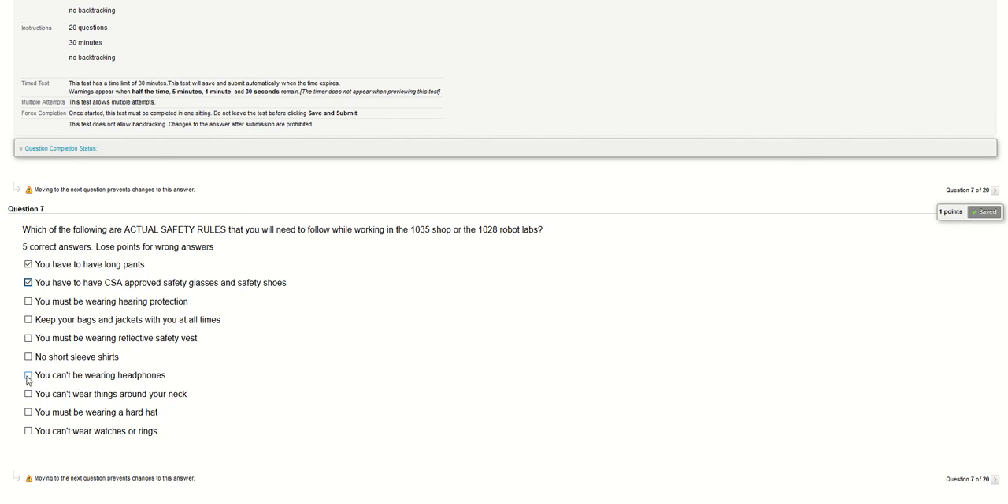Can't be wearing headphones. That is true. Can't wear things around your neck. That is true. You must be wearing a hard hat? You do not need to wear a hard hat. Can't wear rings or watches.